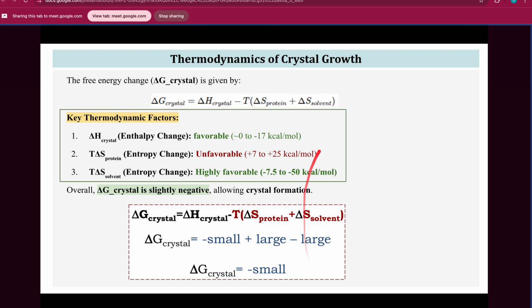So this is how the thermodynamics of crystal growth is studied, and this shows why the formation of crystal is favorable. One of the main factors responsible is the T delta S of solvent, which was highly negative. This is the factor which deals with the effect of T delta S of protein, because that was unfavorable, so it is cancelling out the effect. That's why the entropy change brought about by the solvent is one of the deciding factors for why the delta G of crystal is favorable, why it is negative.